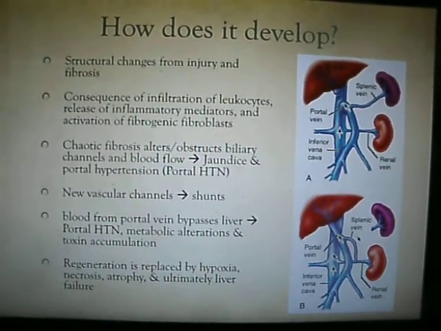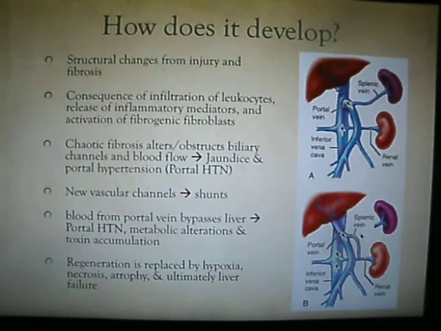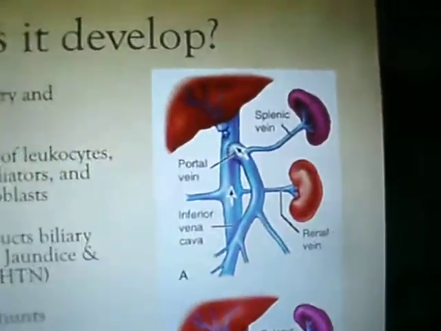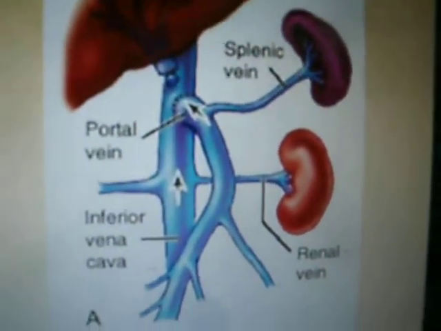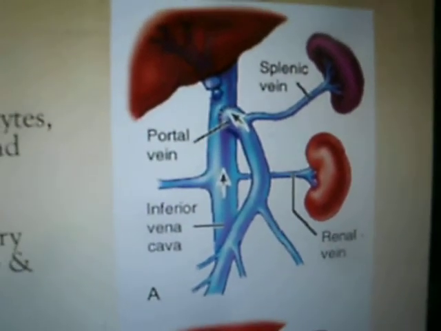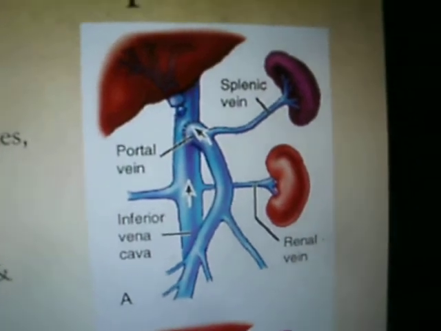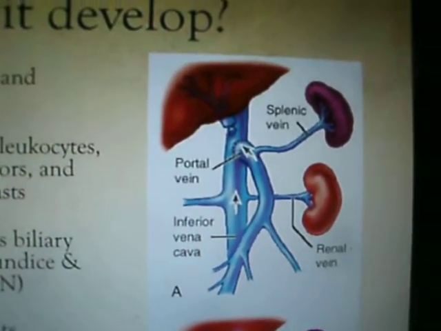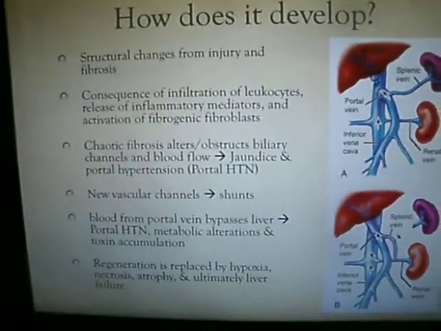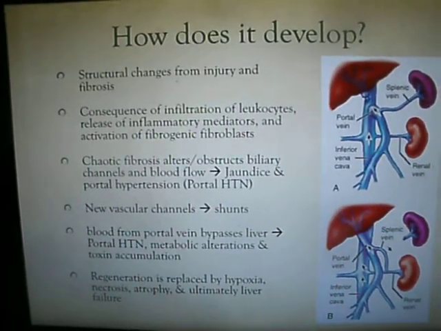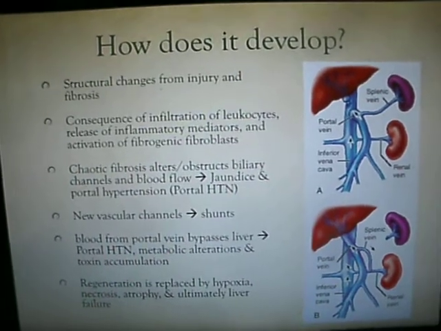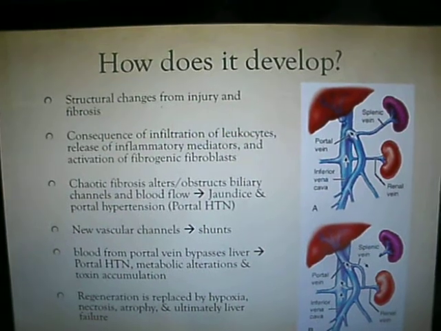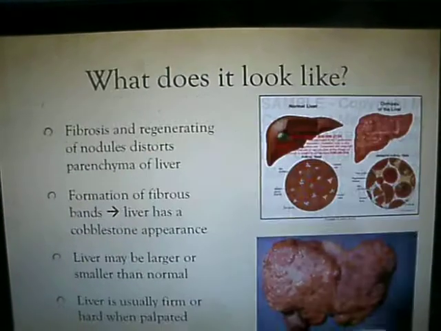So new vascular channels will then go into forming shunts. And a shunt is basically something that will take the blood and cause it to bypass the liver. So then when the blood bypasses the liver, you end up with things such as portal hypertension, metabolic alterations, and toxin accumulation, since one of the functions of the liver is to detoxify the blood. So if the blood is bypassing the liver, then it's not detoxified, and therefore all of the toxins will accumulate. So instead of regeneration, we then experience things such as hypoxia, necrosis, atrophy, and ultimately liver failure.